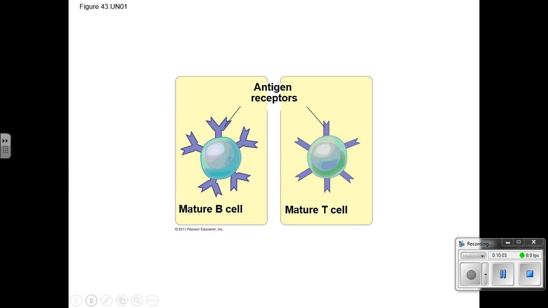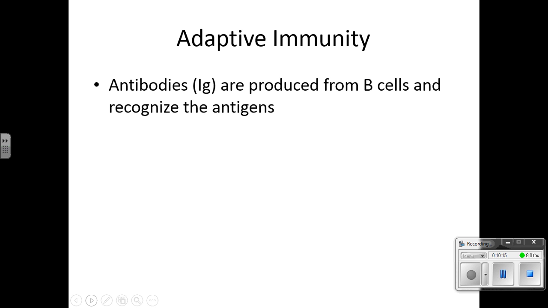So here we have the antigen receptors on top of the mature B cell or T cell. These are the antigen receptors. The antigen will bind to that receptor. Your antibodies, often abbreviated like this, or immunoglobulins, are produced from your B cells, and they recognize the antigens.